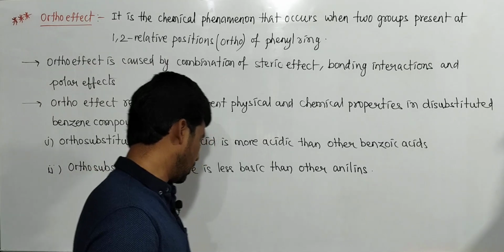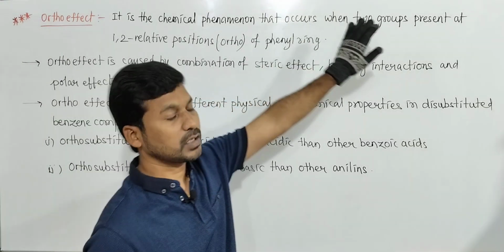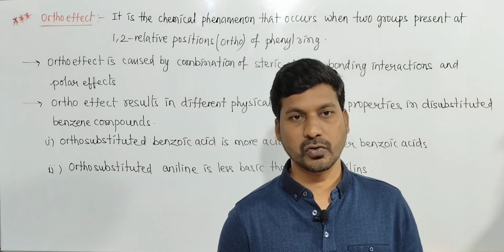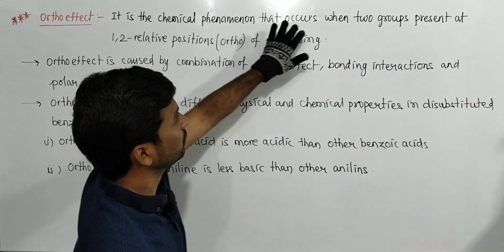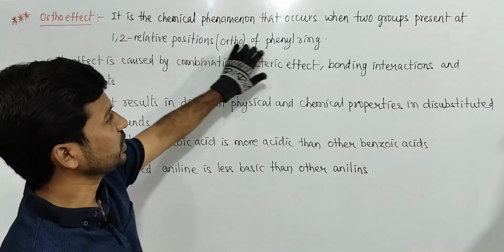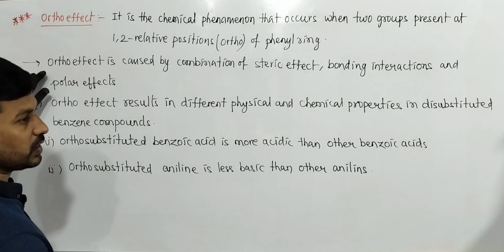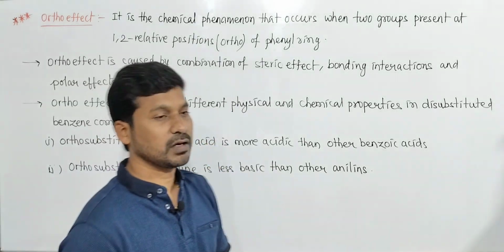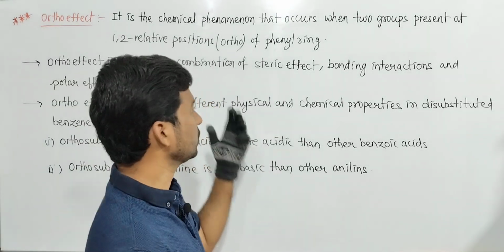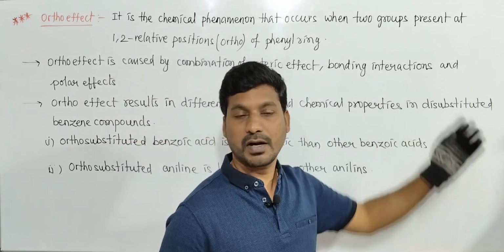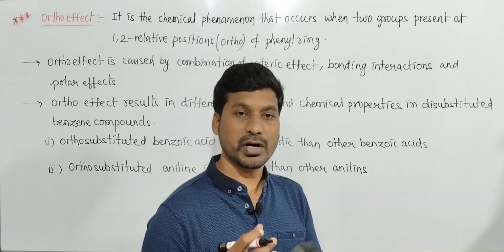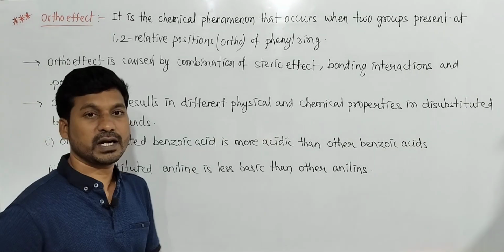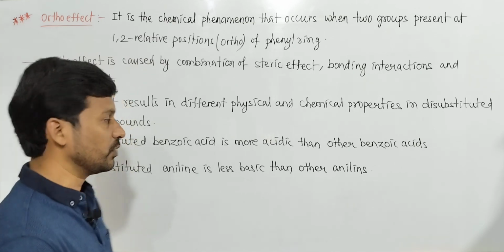See the next concept, that is ortho effect. Ortho effect is the chemical phenomenon that occurs only when two groups are present at 1-2 relative positions on the phenyl ring, that is, the ortho position of benzene. Phenyl ring means benzene derivative; the alkyl group of benzene is the phenyl group. Ortho effect is caused by a combination of steric effect, bonding interactions, polar effects and bulky group repulsions. Ortho effect results in different physical and chemical properties in disubstituted benzene compounds.